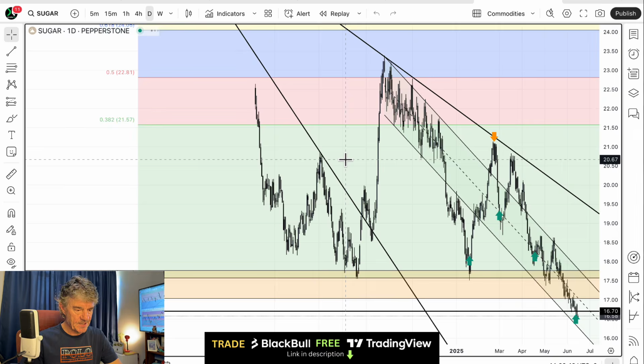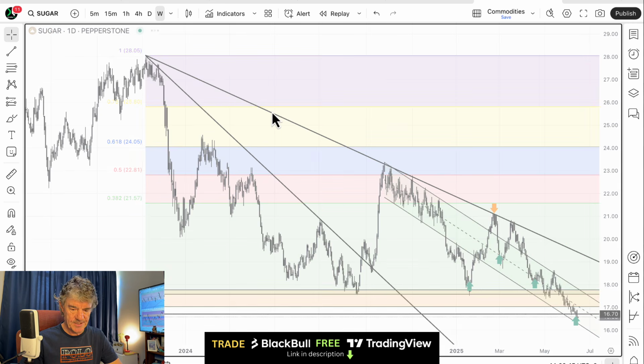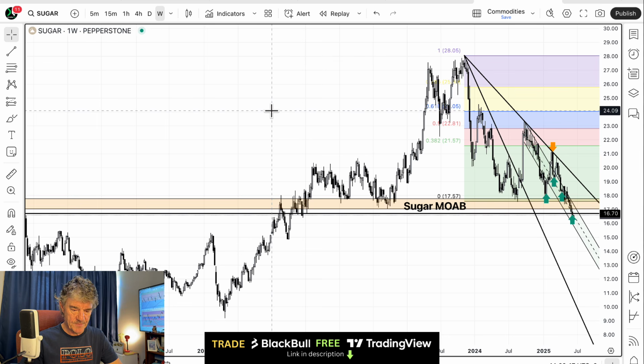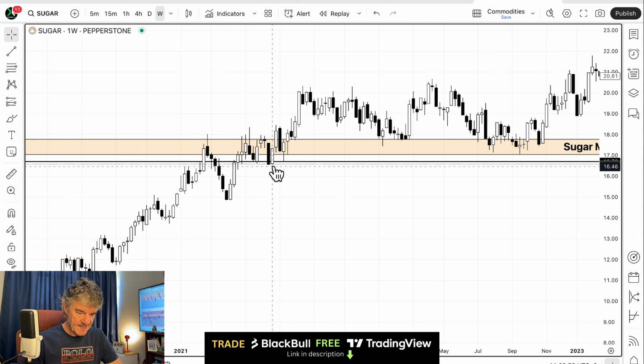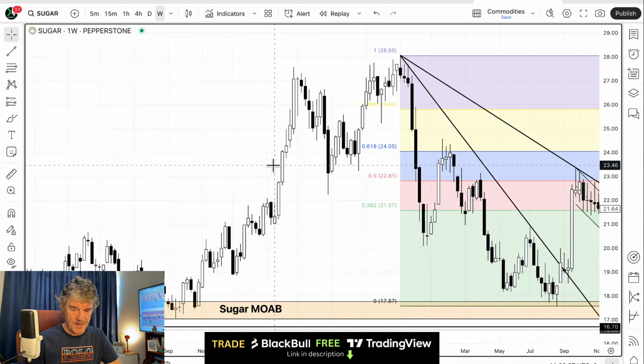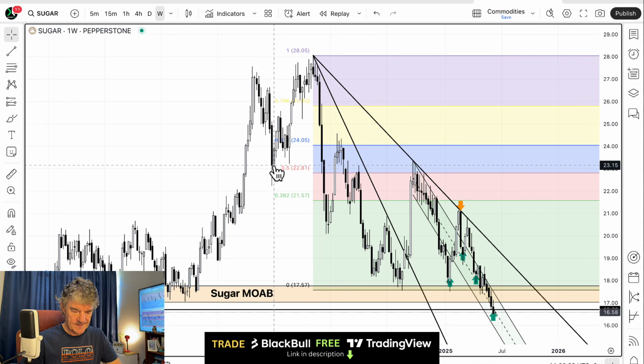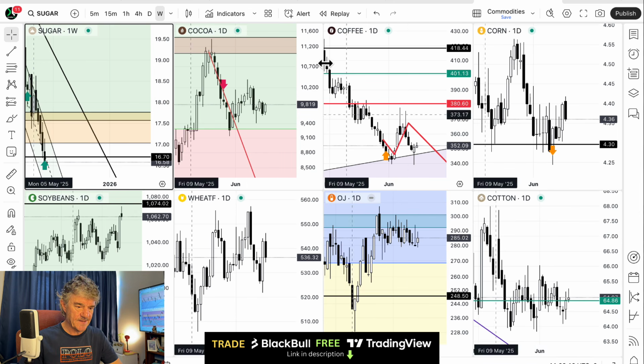And in the longer, bigger term picture, let's go to the weekly chart. You can see that we're right at Sugar Moab, just below it actually, but there is some support just in that region there, which we pointed out some time ago, and that's where we're bouncing off right there at that low at 16.5, and the last time we got there was in June 2021. We're right back there now, and let's see if we can get a bounce. And that's all on the softs and the grains for now, folks, and I think that's covered everything.